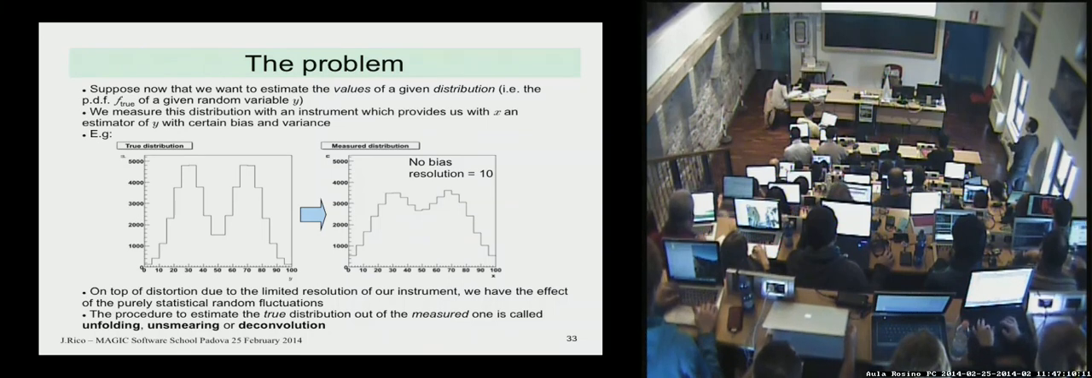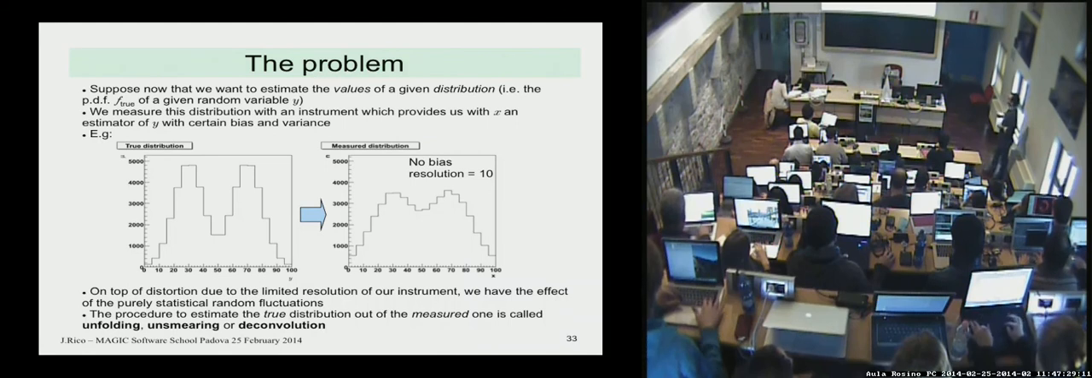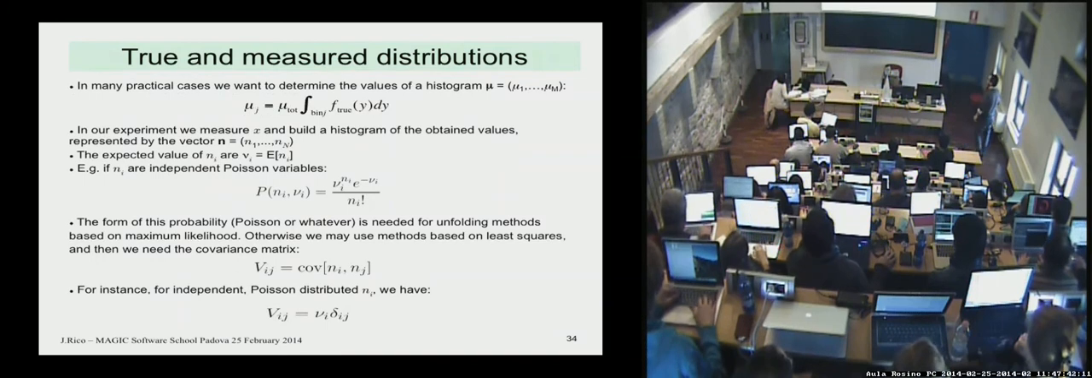This is why this is a problem difficult to solve or interesting to solve: the combination of these two effects, purely statistical random fluctuations and the limited resolution of the instrument. Now, the procedure to estimate the true distribution, this one, out of the measured one is what we call unfolding, or unsmearing, or deconvolution. It depends on what field you are working in. So now let's try to define the different elements that are entering in the game.